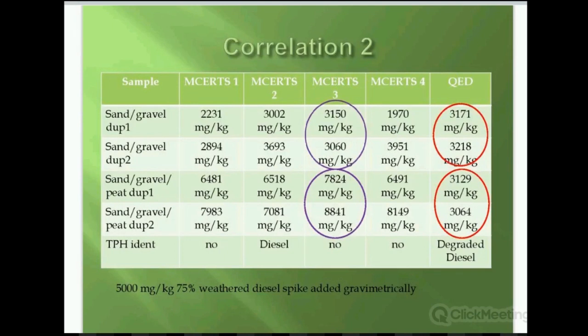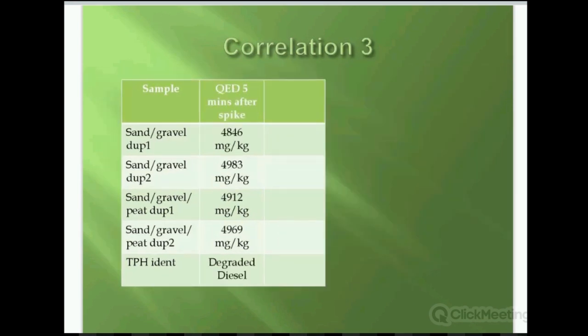This is from one of the labs, and you can see there's quite a significant difference. It's pretty much double. And if you look at some of the other results for the MCerts Lab 4, 1,970 versus 3,951. Now these are duplicates, they're identical, so there is quite a wide variation. In fact, that exceeds the MCerts variability. So they couldn't really claim that that was within the accredited range.